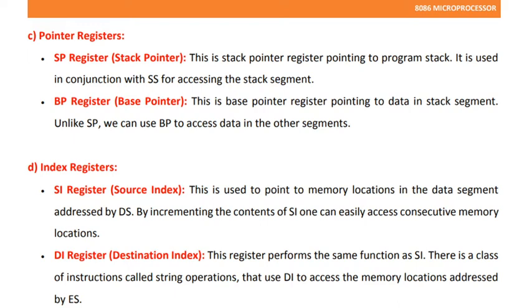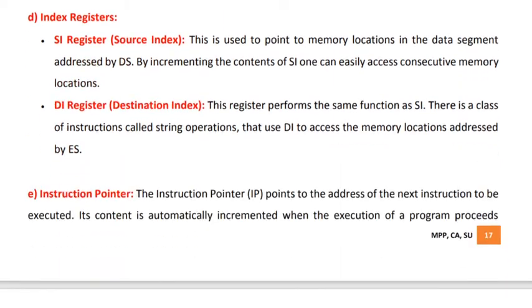Likewise, the BP register stands for base pointer. This base pointer register is capable of pointing to the stack segment again. But unlike SP, BP can be used to point to other segments as well, or access data in the other segments as well. So SP and BP are offsets, which are used in conjunction with the stack segment register in order to access a specific byte in the stack. Now index registers.